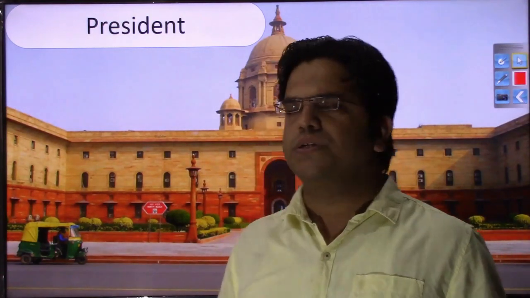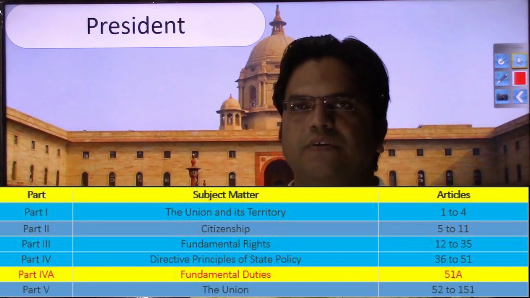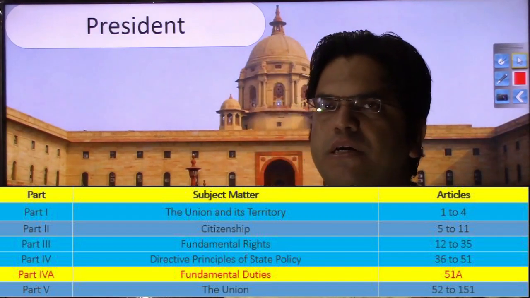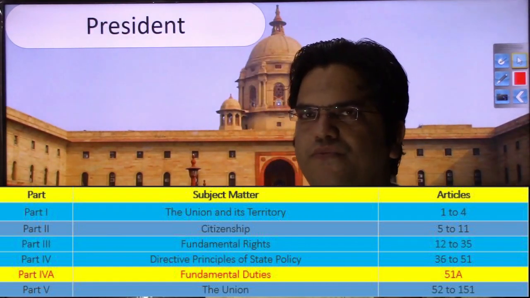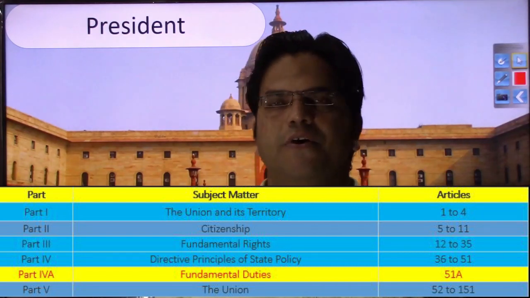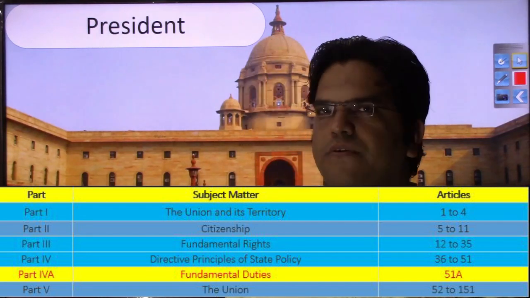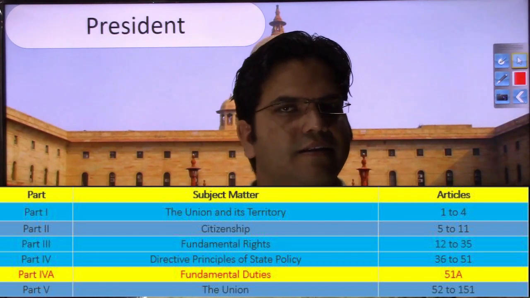Coming back to the Constitution, the Union Government is mentioned in Part 5 of the Indian Constitution. Prior to this we have already covered 4 parts. The first part dealt with the Union and its Territory, Article 1 to 4. The second part dealt with citizenship, Article 5 to 11. Part 3 dealt with fundamental rights from Article 12 to Article 35.